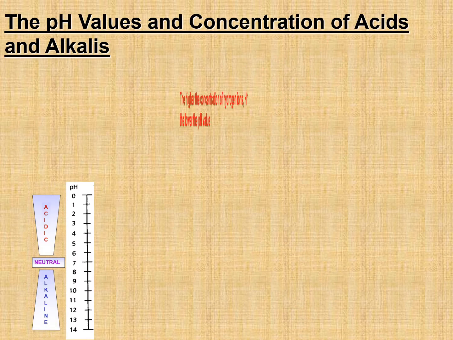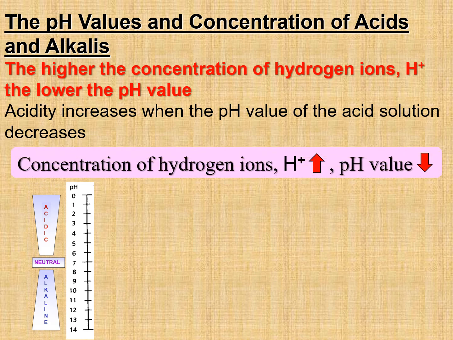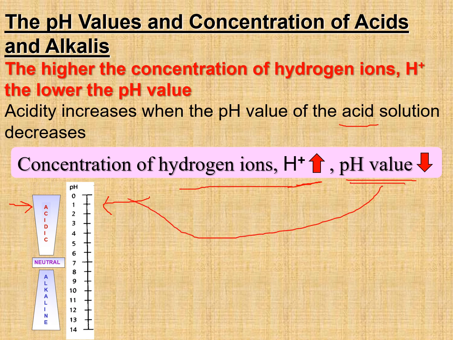Next one. The pH value and the concentration of acids and alkalis. The higher the concentration of H plus ion, the lower the pH value. Acidity increases when the pH value of the acid solution decreases. Remember this is for acid. The lower the pH value, the stronger the acid it is. So the higher the concentration of H plus, the lower the pH value, the stronger the acid it is.